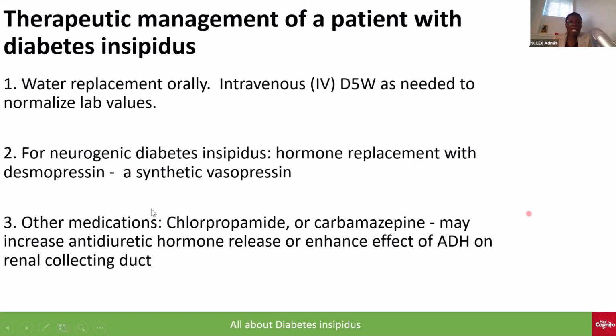Number 3, other medications can also be given. We have chlorpropamide and carbamazepine, and these medications have been known to help increase ADH release and also to enhance the effect of ADH on the renal collecting duct. So it helps the duct to do what? Keep water for the individual instead of just losing water.